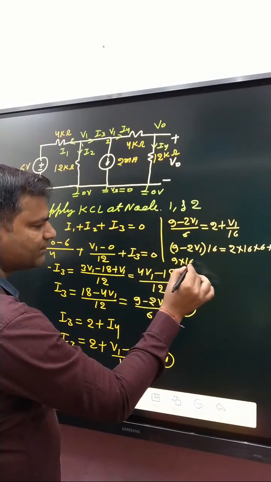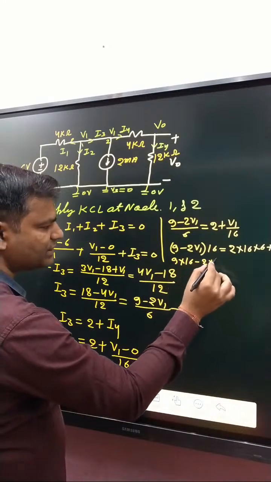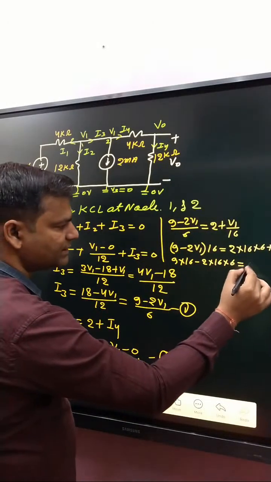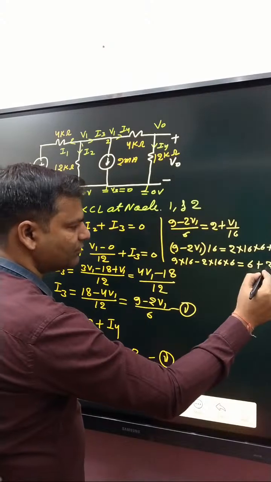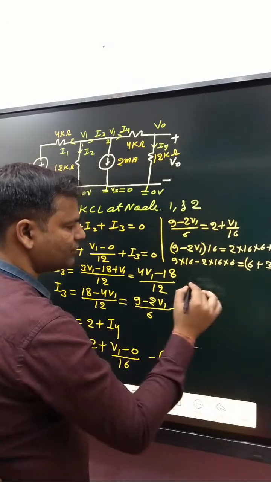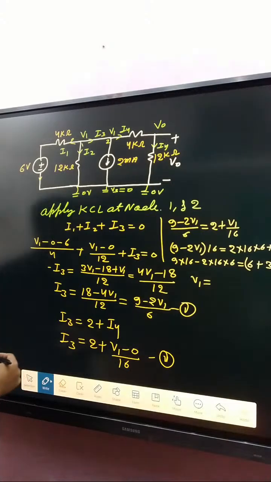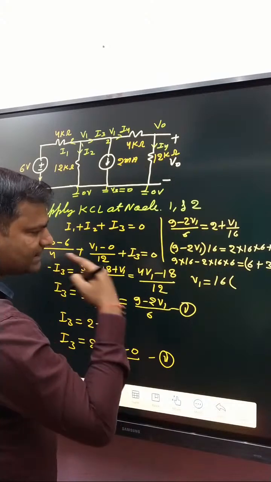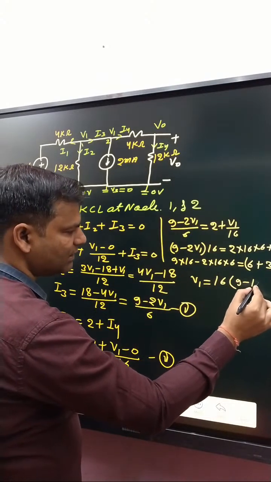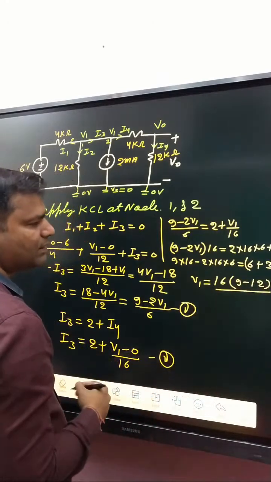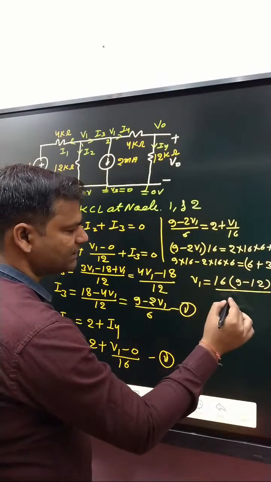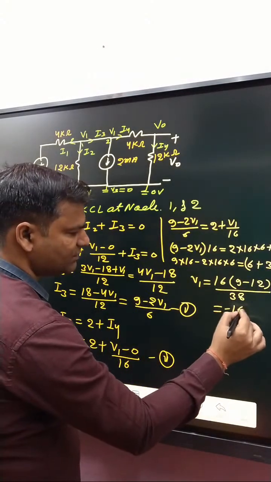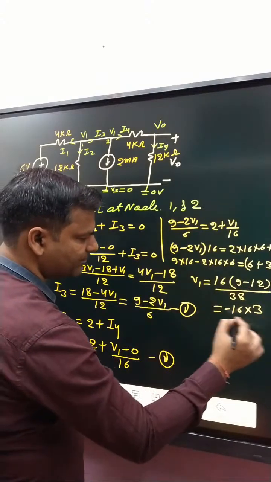9 into 16 minus 2 into 16 into 6. This is equal to 6 plus 32 into V1. So V1 is written as 6, if 16 is common. So 9 minus 12 divided by 32 plus 6, 38. Then minus 16 into 3 divided by 38.